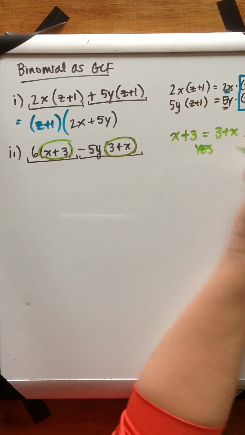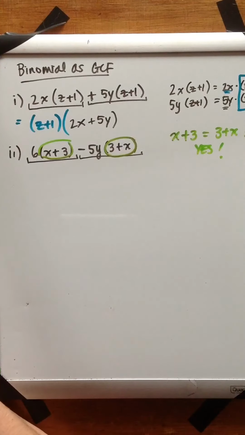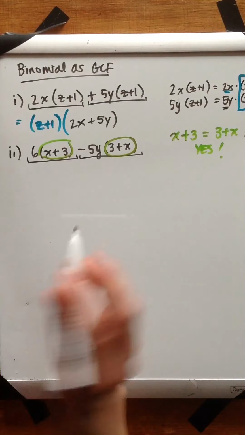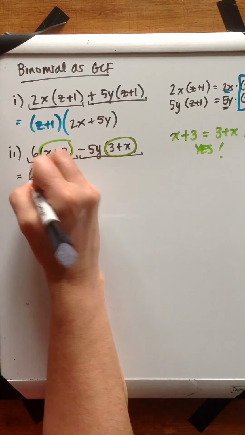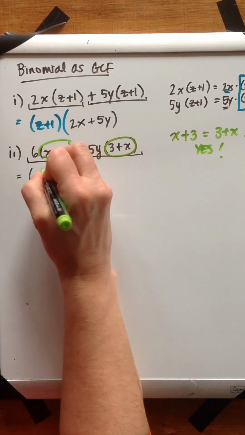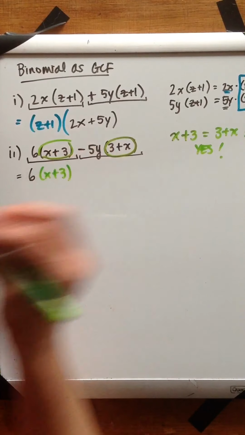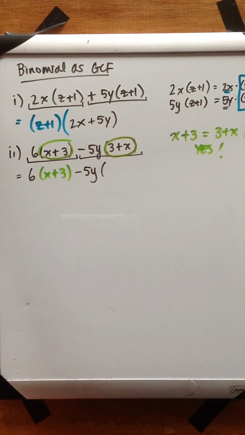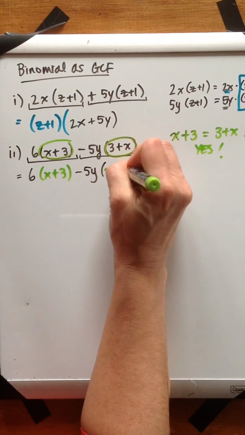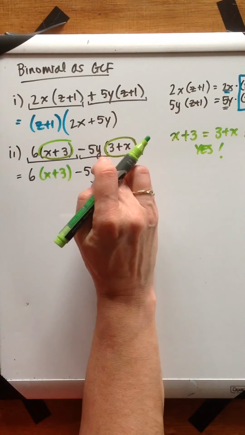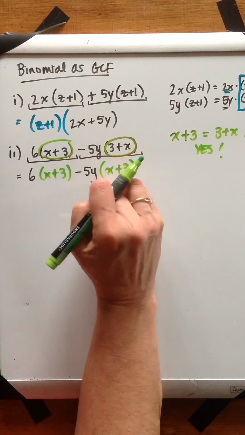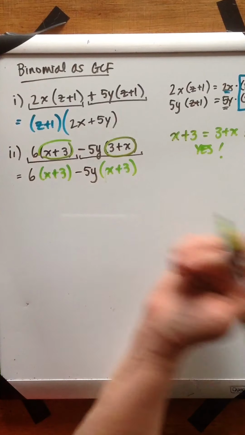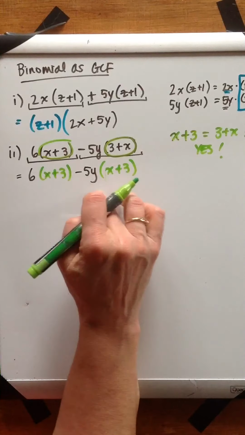Yes, it is. So what I could do to make this a little clearer is I could just rewrite this to show that the greatest common factor is in fact identical. So I'm going to write this as x plus 3 and minus 5y times, again, I'm just going to write this as x plus 3. And then I can see that, again, these two pieces have a greatest common factor of x plus 3.